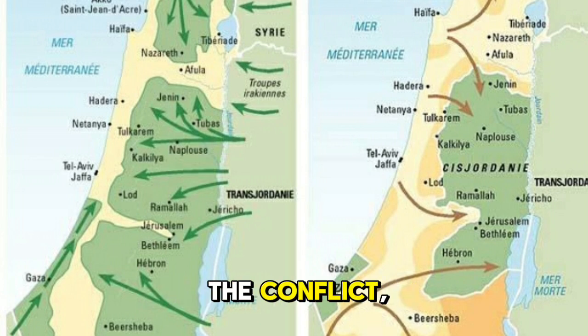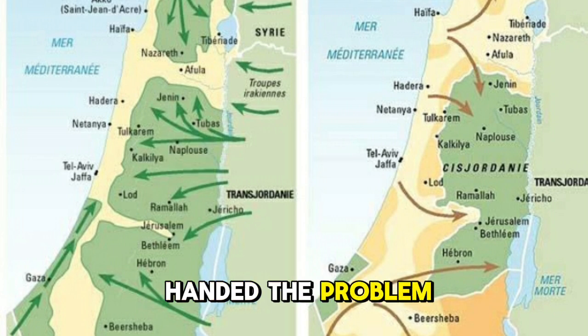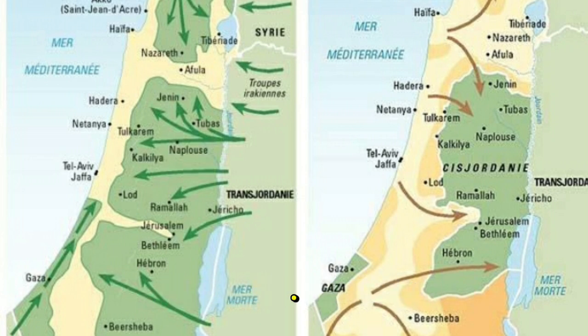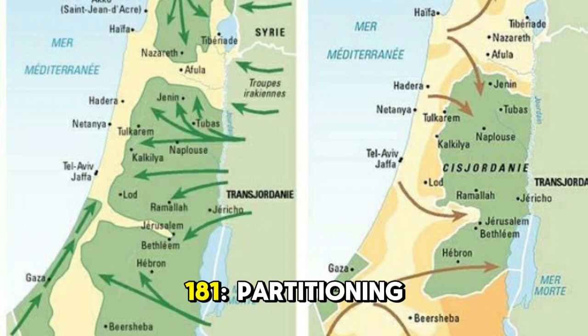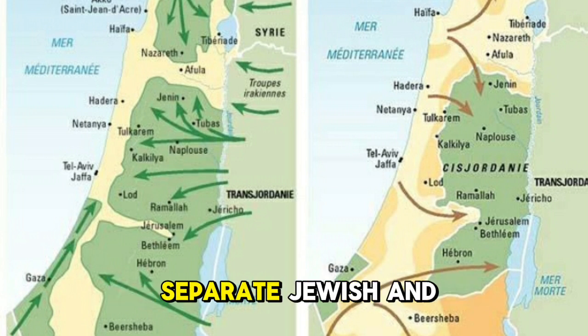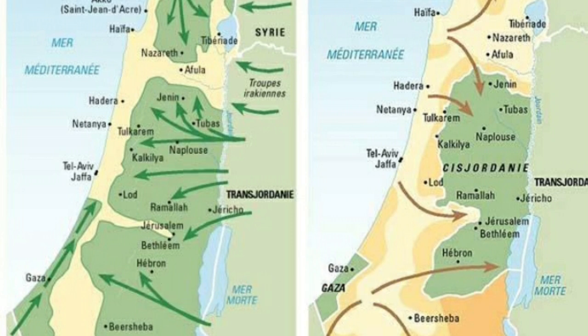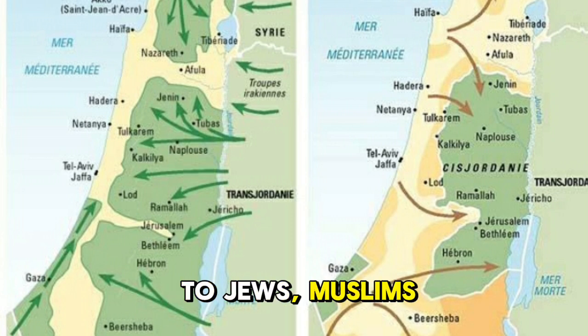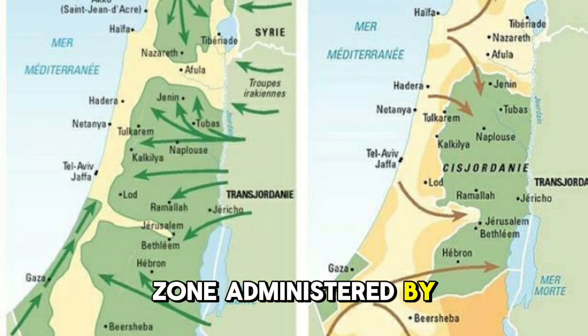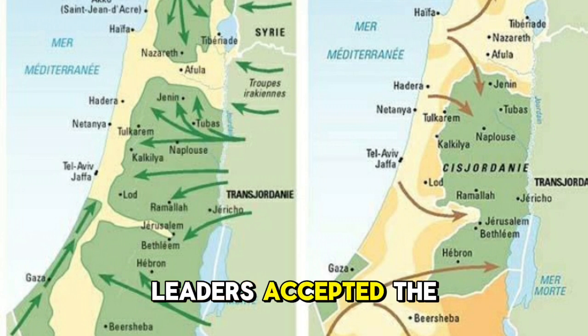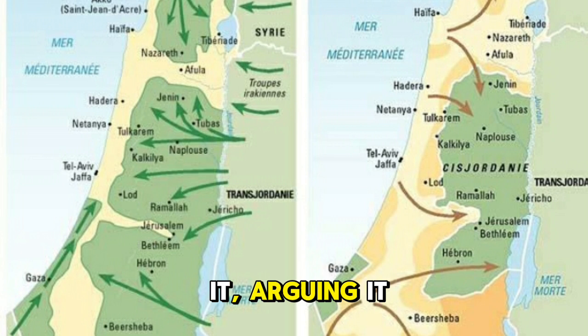Unable to resolve the conflict, a war-weary Britain handed the problem to the newly formed United Nations. In 1947, the UN proposed Resolution 181, partitioning the land into separate Jewish and Arab states. Jerusalem, sacred to Jews, Muslims, and Christians alike, was to be an international zone administered by the UN. Jewish leaders accepted the plan. Arab leaders rejected it, arguing it violated the rights of the majority population.